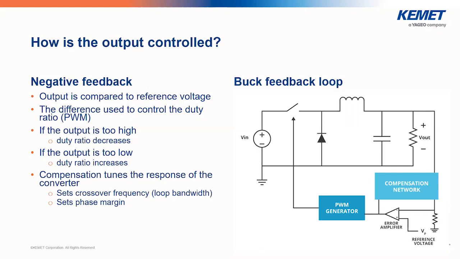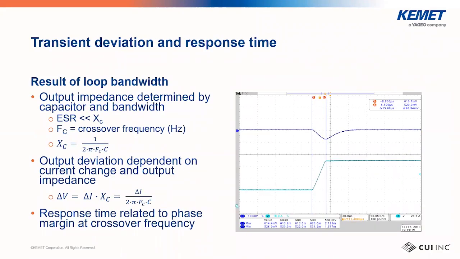The last part of the feedback is the compensation network. When added to the control loop, the compensation allows the designer to adjust the shape of the response. The two key aspects of this are the loop bandwidth and the phase margin. The bandwidth is important because it and the output capacitance are responsible for the transient deviation. As long as the ESR is much lower than the output capacitor impedance, the output impedance of the power supply can be estimated as the impedance of the output capacitor at the bandwidth or crossover frequency.